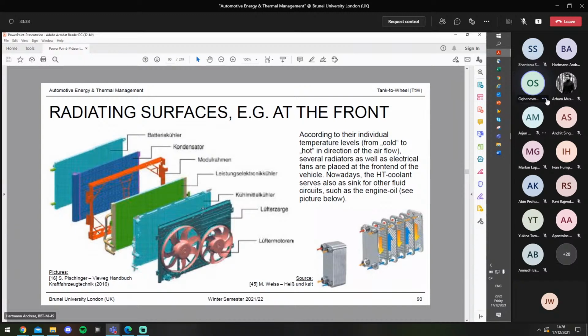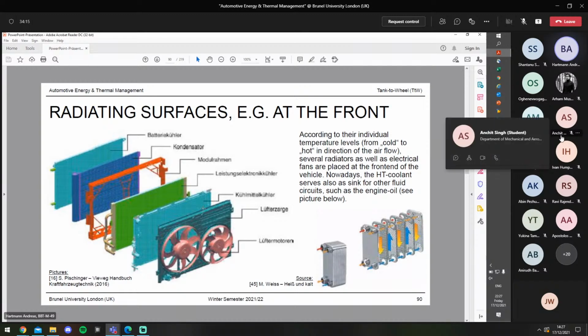Sorry, sir, can you repeat the question? Yeah, sure. So as I said, we have different radiators for different fluids, and these different fluids need different temperatures, right? For example, the engine oil needs to be cooled down to another temperature than the coolant, or maybe the gearbox oil, and so on. The question is, which sequence would you choose when you need to place the radiators in front of the vehicle? Which sequence should you go for?